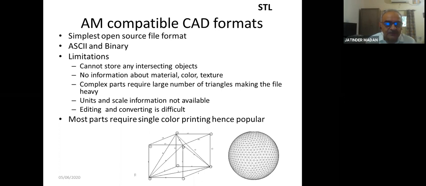So what are the limitations? It cannot store any intersecting objects. No information about material, color and texture is available, and complex parts require a large number of triangles, making the file heavy, and this is another disadvantage. Units and scale information is not available in an STL file, and editing and converting is difficult. So this is why you want to move away from the STL file.